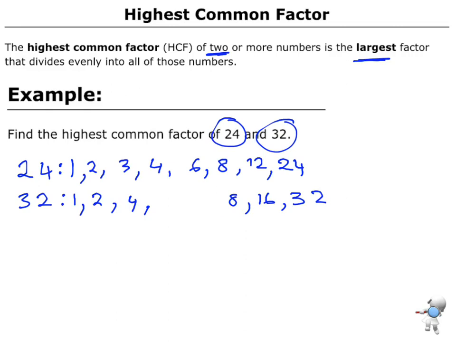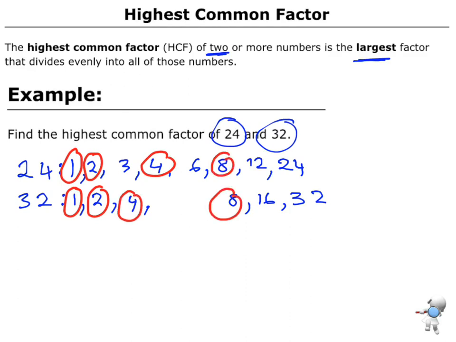So what I want to do now is look for the ones that they have in common. So there's a 1 in both. There's a 2 in both. There's a 4 in both. An 8 in both. And so all the numbers that I've just circled there, those are the ones that they have in common. So now I want to find the highest common factor of 24 and 32. And from those numbers, 1, 2, 4, and 8, the highest number is 8. And that's how I find highest common factors.